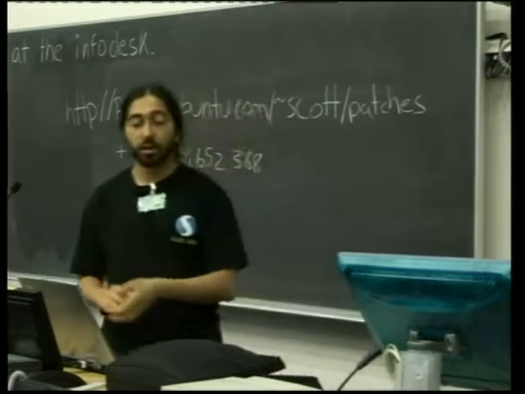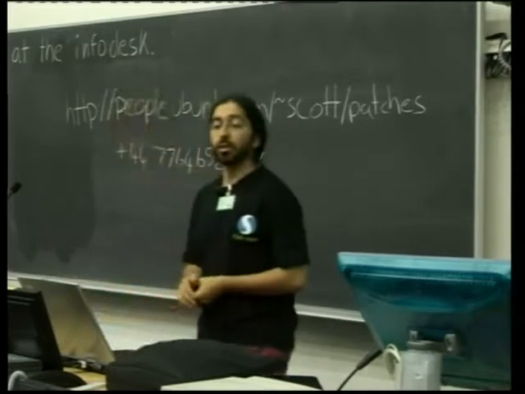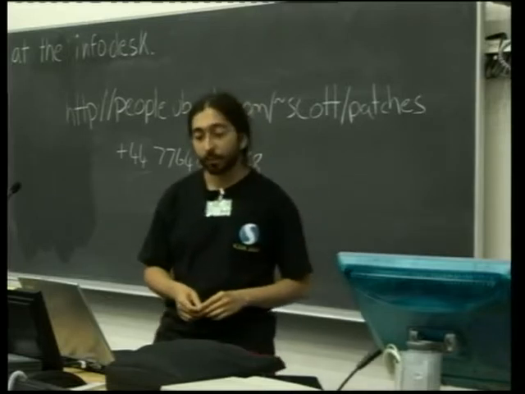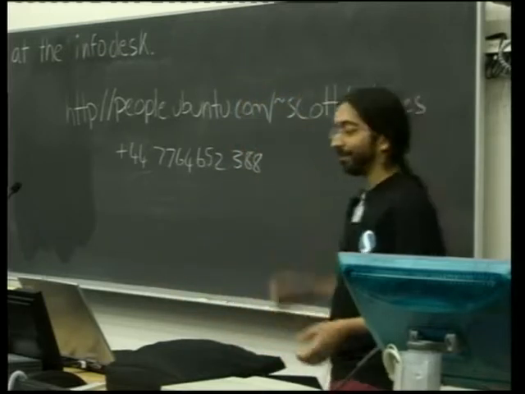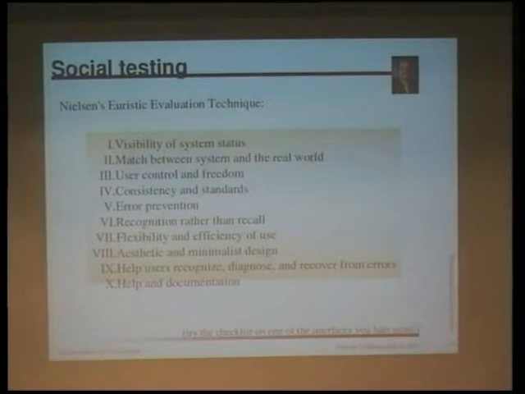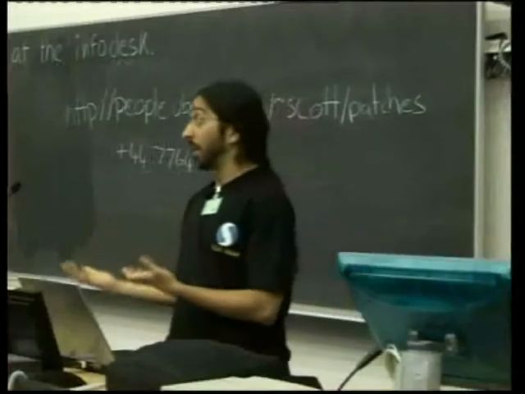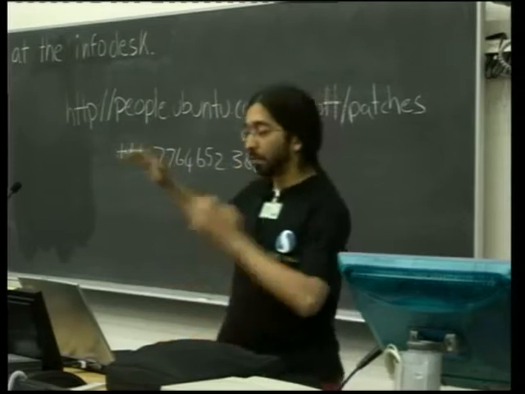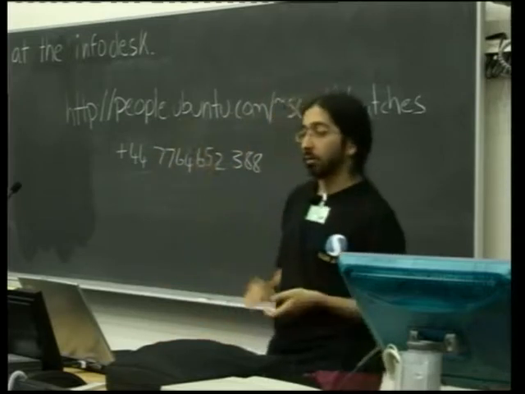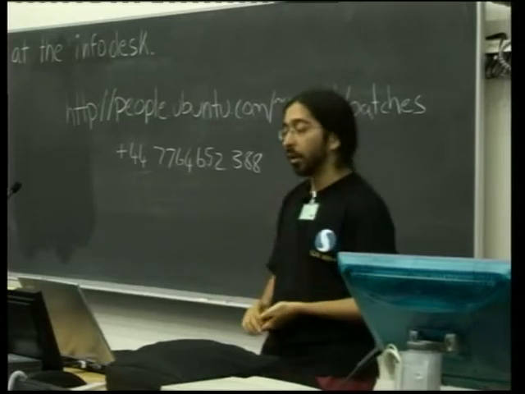So this is one of the most famous ones. The Nielsen heuristic evaluation technique says that you should check that the system status is visible. So I know if there is something wrong. And then there's a match between the system and the real world. So I can use real world metaphors and knowledge and bring them into the system, and that makes it easier to understand. I have control and freedom. I'm not bounded by some arbitrary features in the program. Well, and so on.